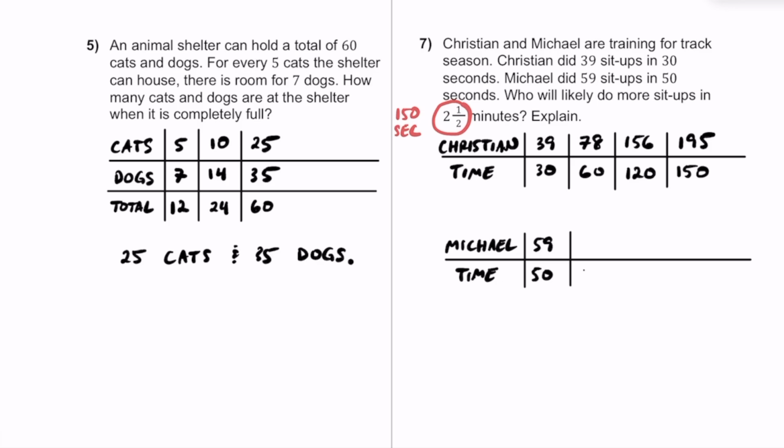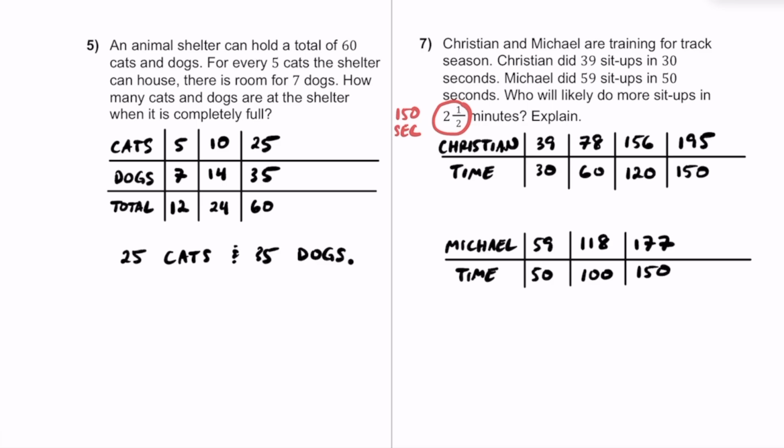For Michael, if we go to 100 seconds, if you just double 50 to 100, that's going to be 118 sit-ups here for Michael. And then we're going to try to get to 150 seconds, because that's 2.5 minutes. Again, you could also multiply this by 3 in the beginning, or we can say 50 plus 100 is 150. So what's 59 plus 118? If you take the 59 and add 118, that's going to be 177.